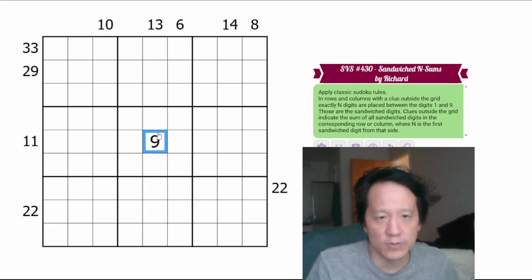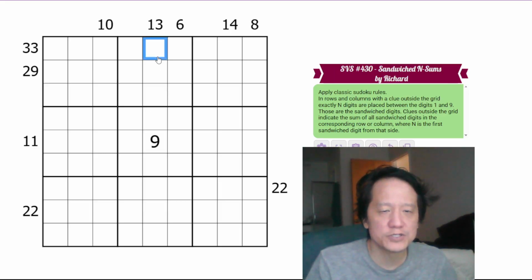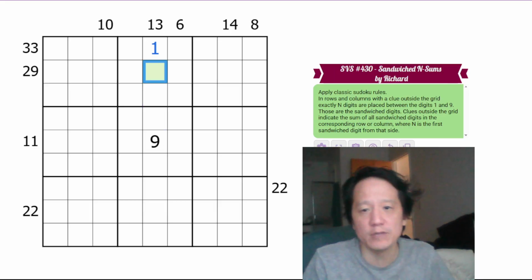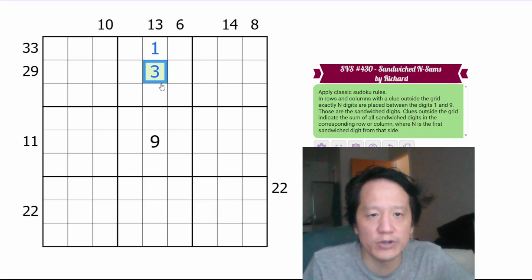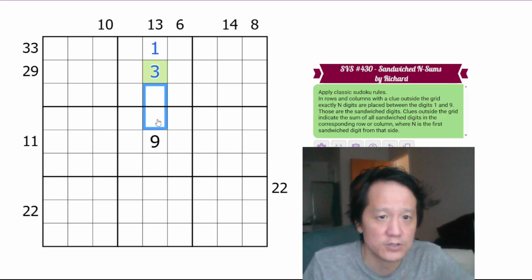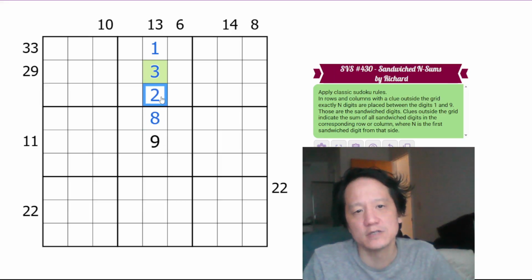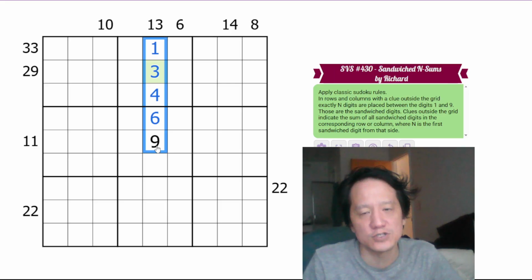So we have a 9 here, right? Oh, that makes things interesting. Well, say we had a 1 here. N would be the first sandwich digit in this direction, right? So this would have to be the n digit. And in this case, it would be 3 because we have 3 digits that are sandwiched between the 1 and the 9. Also, we would know that these other 2 digits must add up to, with the 3, it would add up to 13. So these would have to add up to 10. So you could have 2 and 8 in any order, or 4 and 6 possibly here. And that would be a possibility for this 13 clue.